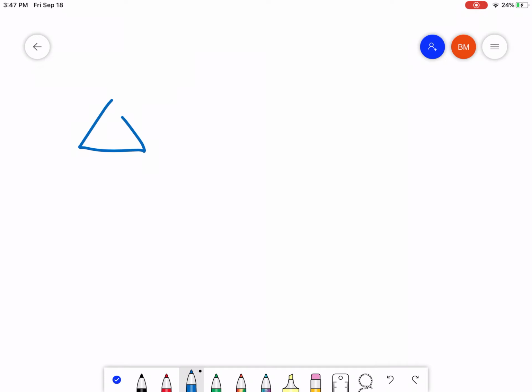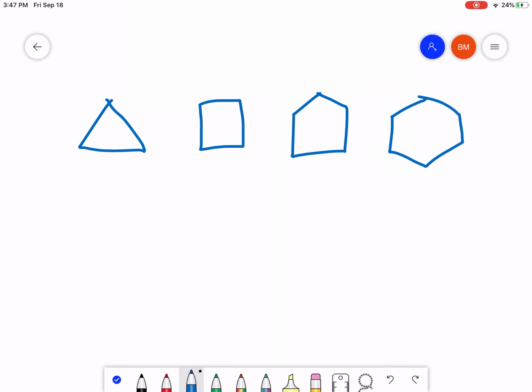There's cyclopropane, which looks like a triangle. We have cyclobutane, a square. Cyclopentane, a pentagon. Cyclohexane, a hexagon, and so forth and so on. We could keep on going with this.